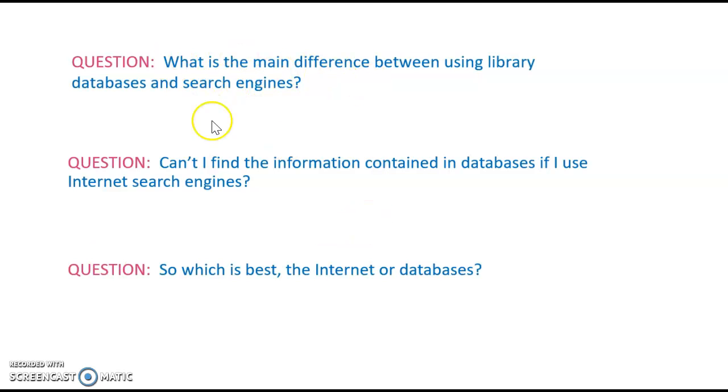So what is the main difference between using library databases and search engines? Well, databases are not the internet. We access databases with internet browsers, but we are not searching the internet. So another question is, can't you find information contained in databases if you use internet search engines? No. Copyright protects authors and publishers from other people copying their work without permission. If published material could be accessed for free on the internet, then authors and publishers cannot make money. Libraries pay to have access to this information through databases.